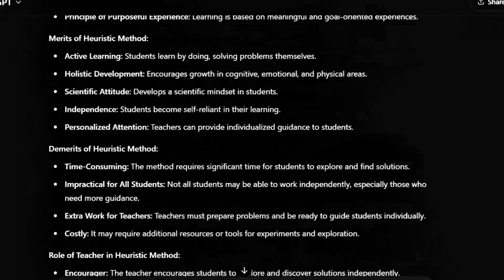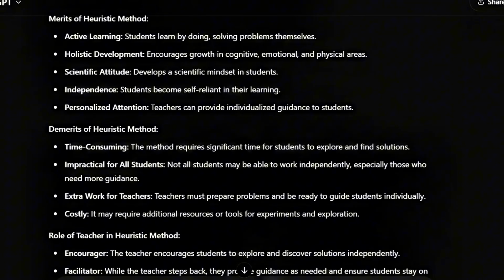Merits of heuristic method. Active learning. Students learn by doing, solving problems themselves. Holistic development. Encourages growth in cognitive, emotional, and physical areas. Scientific attitude develops a scientific mindset in students. Independence. Students become self-reliant in their learning. Personalized attention. Teachers can provide individualized guidance to students.